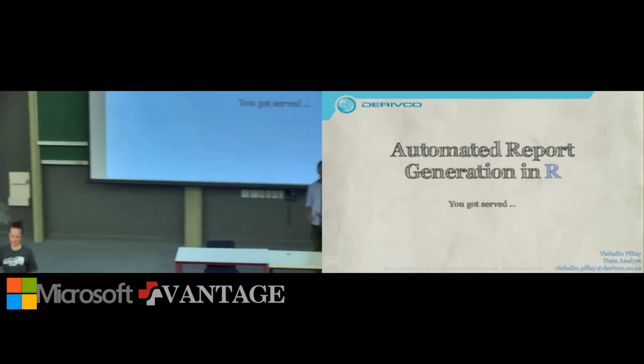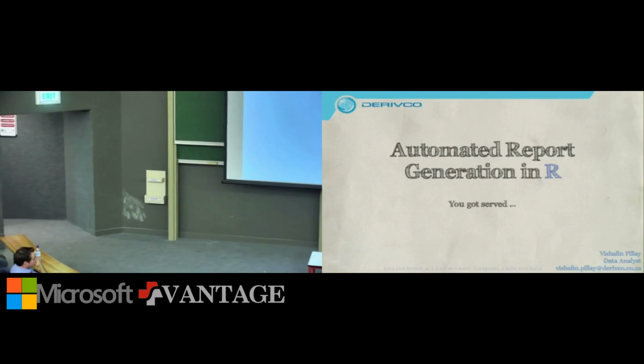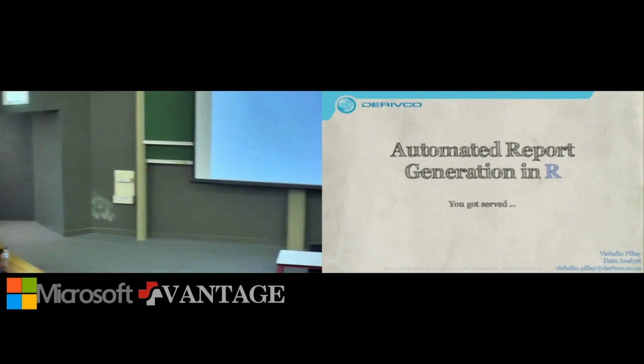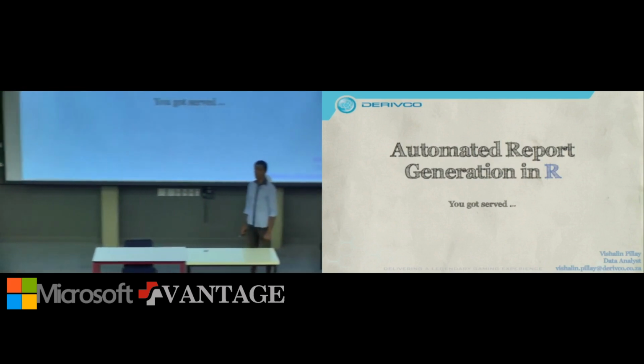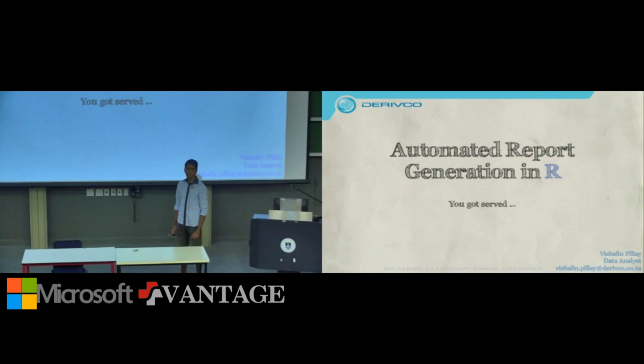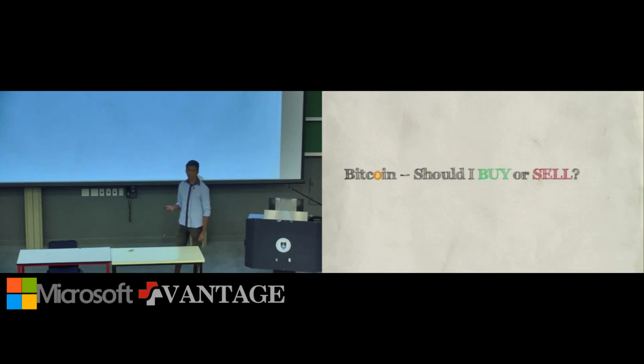Good morning, guys. So a lot of us here do a tremendous amount of work in R, but how many can say that we get R to work for us? So I hope to, in the short tutorial, give you guys the ability to create automated reporting or run jobs in R, and we're going to do that by trying to answer a simple case study question. Bitcoin, should I buy or sell?